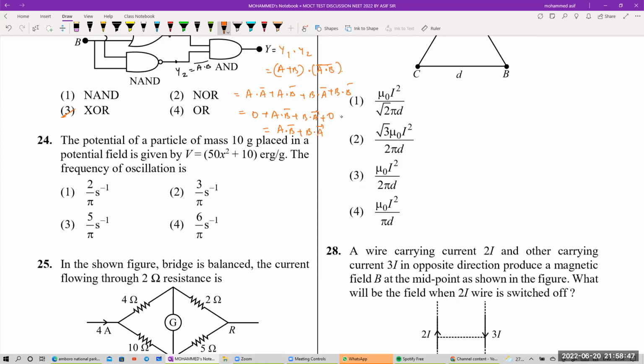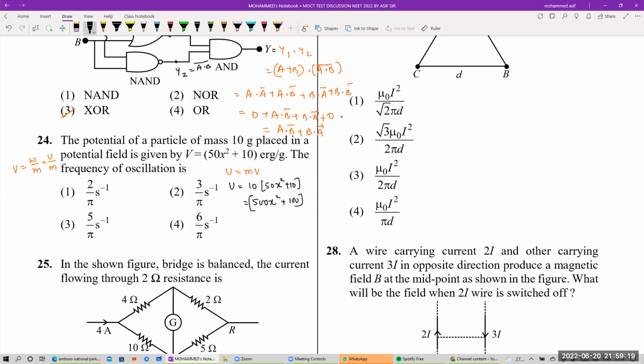Okay, if you remember the formula for potential, V is equal to W divided by M. So W is nothing but energy, divided by M. So what will the formula for energy be, beta? Energy will be equal to M into potential. So U is equal to mass given as 10 into potential, which is 50 into x square plus 10. Then if you multiply by 50, this will be equal to 500 into x square plus 100.